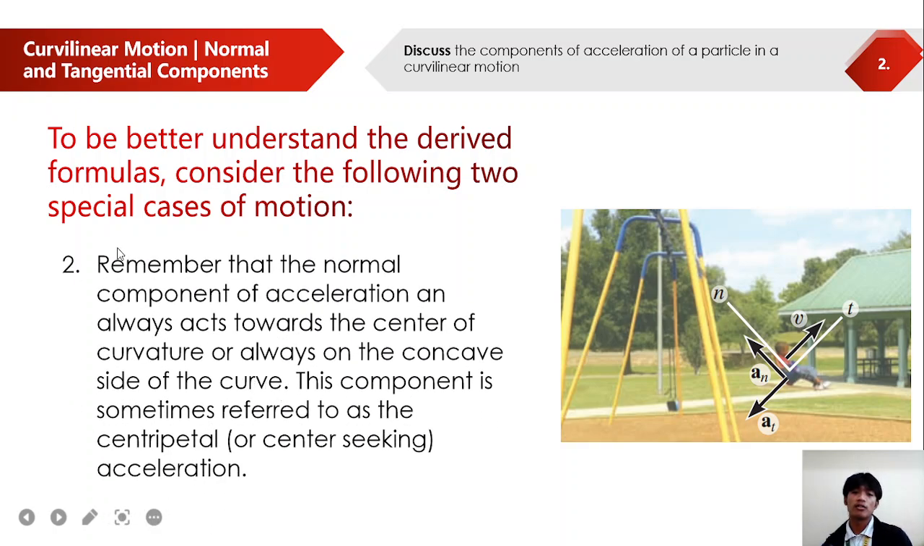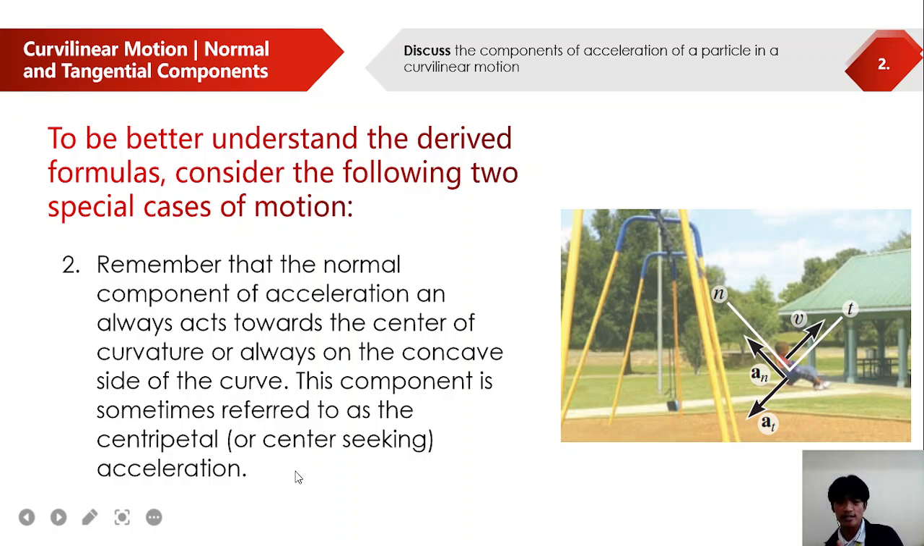Now, remember that the normal component of the acceleration always acts towards the center of the curvature, or always on the concave side of the curve. This component is sometimes referred to as the centripetal or center-seeking acceleration. So that's another idea of the normal component. Another term for it is centripetal acceleration, because it is center seeking.